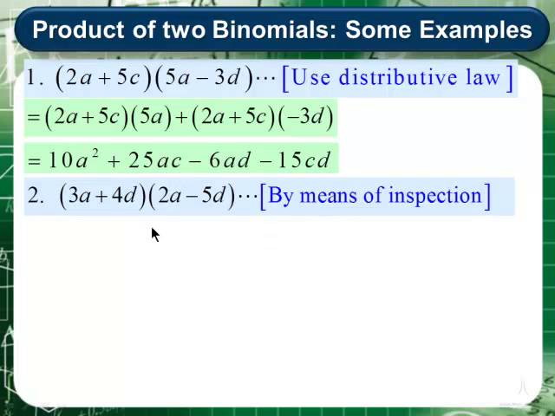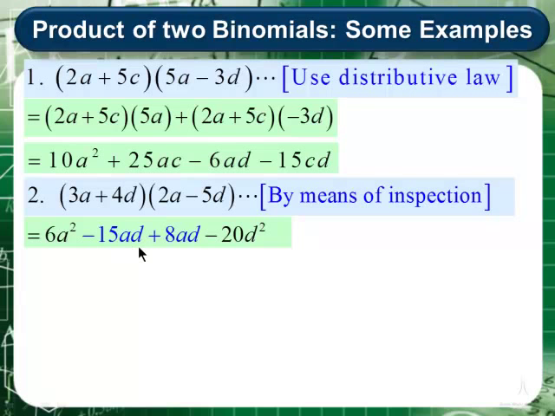If we decide in example 2 to multiply these two binomials together using the inspection method, then we get the following expression. Remember, this comes from multiplying the first terms together, 3a and 2a, that gives us 6a squared. After that we multiply the first and the last, the outer terms, so to speak. 3a times minus 5d gives us minus 15ad.